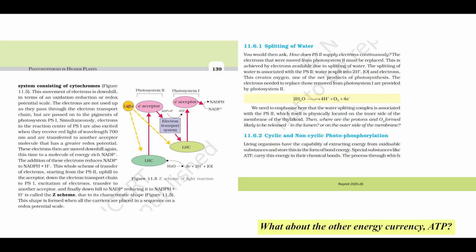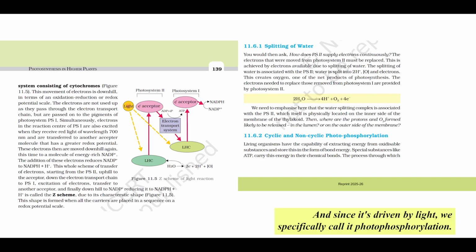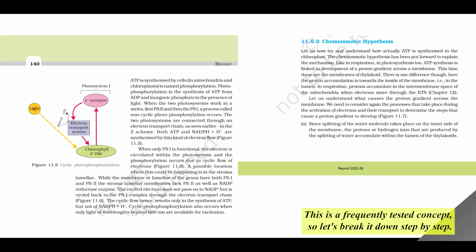But what about the other energy currency, ATP? How is that synthesized? Its synthesis in chloroplast is called phosphorylation, and since it's driven by light, we specifically call it photophosphorylation. But how exactly is ATP synthesized? For that, we turn to the elegant and highly efficient chemiosmotic hypothesis. Proposed by Peter Mitchell, it explains ATP synthesis not just in chloroplast, but also in mitochondria. This is a frequently tested concept, so let's break it down step by step.